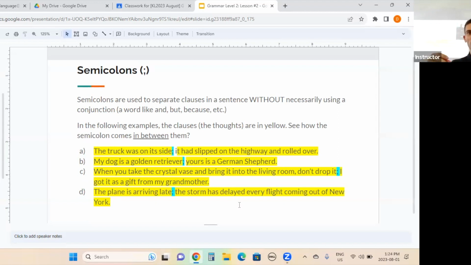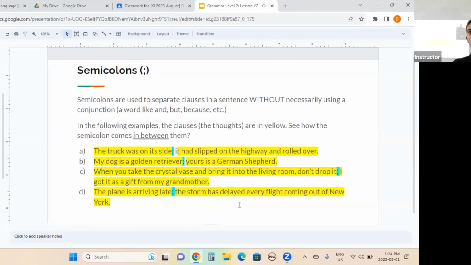So the best way to learn semicolons is by doing examples. Nicole and Martin, you guys can kind of see A, B, C, and D. The first one: the truck was on its side; it had slipped on the highway and rolled over. Now, Jack, I could put and there instead, where the semicolon is. Instead, I took it out and I put this there. So it joins these two clauses together without stopping. If I put a comma there, it wouldn't quite work. I would still have to say comma and. But if I put a semicolon there, then it works.